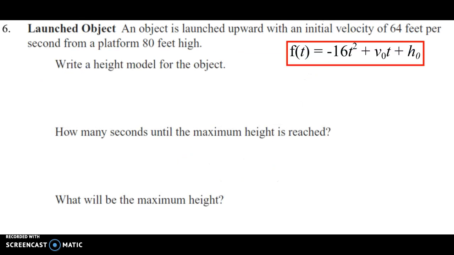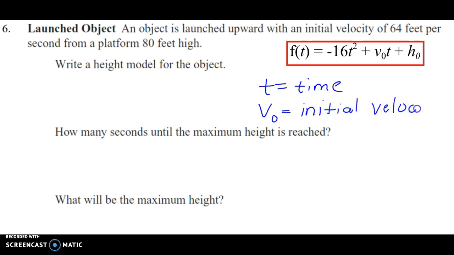Now in this formula, T, what does T stand for? Time. T is time. V sub 0 is what we call the initial velocity. In other words, what's the velocity when time is 0? It's how fast something is starting. And then h sub 0 is initial height.